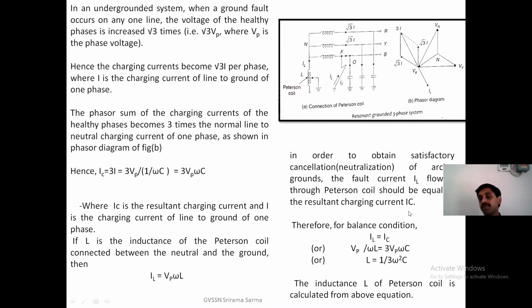IL should be equal to IC. Therefore, Vp by omega L is equal to 3 Vp by omega C. L is equal to 1 by 3 omega square C, where L is the inductance of the Peterson coil. It is very important, a simple derivation, and you will get problems on this Peterson coil also. So this is the inductance to be connected to counteract the arcing grounds.